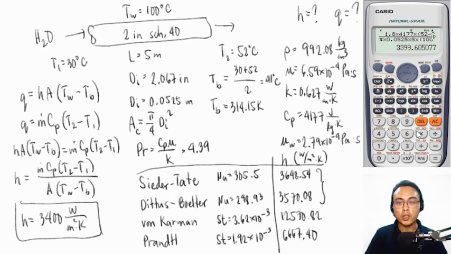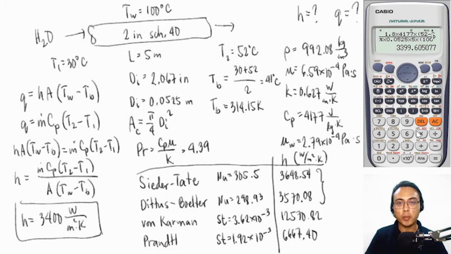To recap, you first have to complete your given. You look for the values of the physical properties of the fluid, that is, density, viscosity, thermal conductivity, and heat capacity. And after that, you simply solve for the Reynolds number and the Prandtl number, and then substitute those in our correlation for the Nusselt number. And from that, you can solve for the heat transfer coefficient.